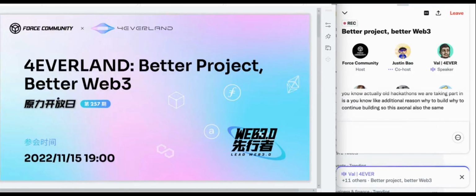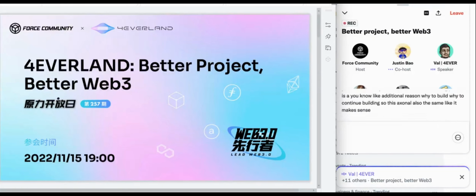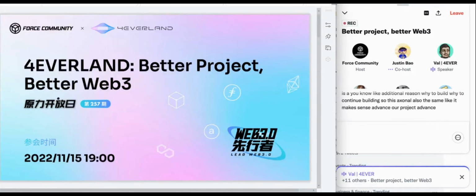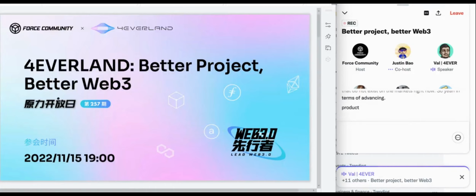So this hackathon is also the same. It makes us advance our project, advance the numbers, and implement some features that do not exist on the market right now. So yeah, in terms of advancing our product, it's a really good example.